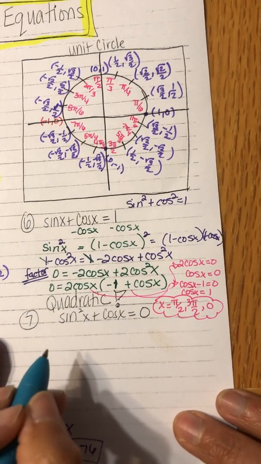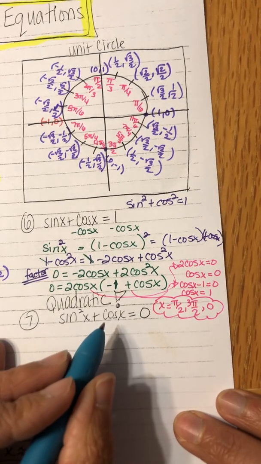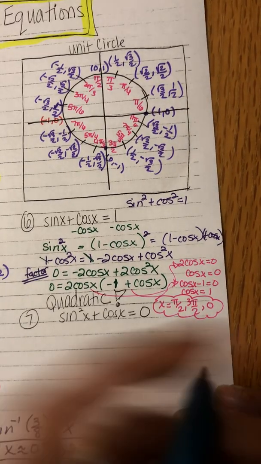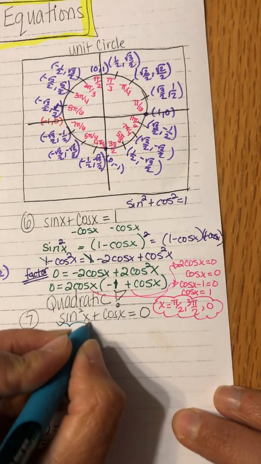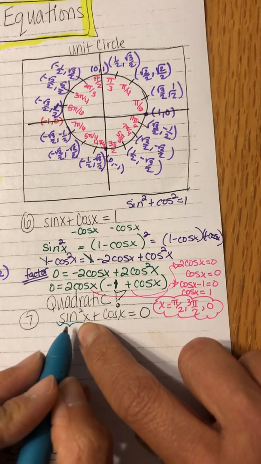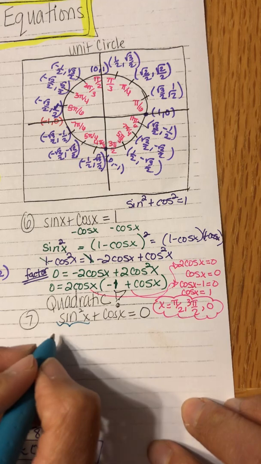Okay. All right, number 7, sine squared x plus cosine x equals 0. So I want to do it again. Let's get everything in terms of cosine. I know that I can switch out sine squared with 1 minus cosine squared.